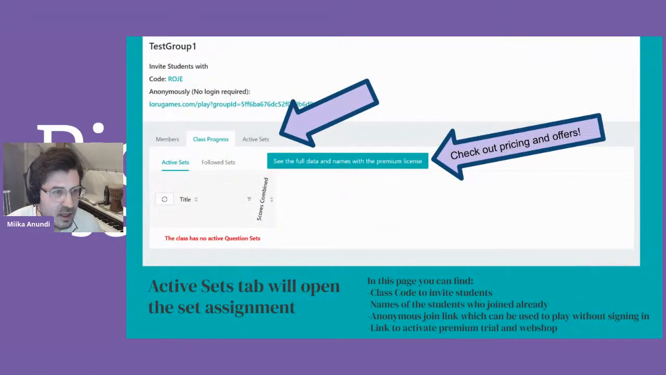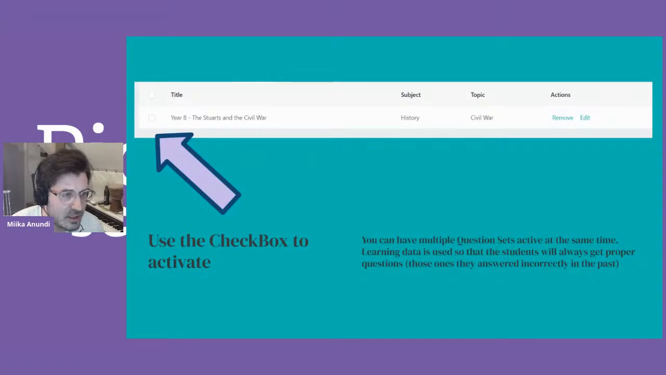And this is the group view where we can see the data with the premium license. Go ahead and see the link here and activate the trial for a month and check out the data. But now we'll see the next slide for activating a set. Here we just need to check this checkbox. We can check multiple question sets also.